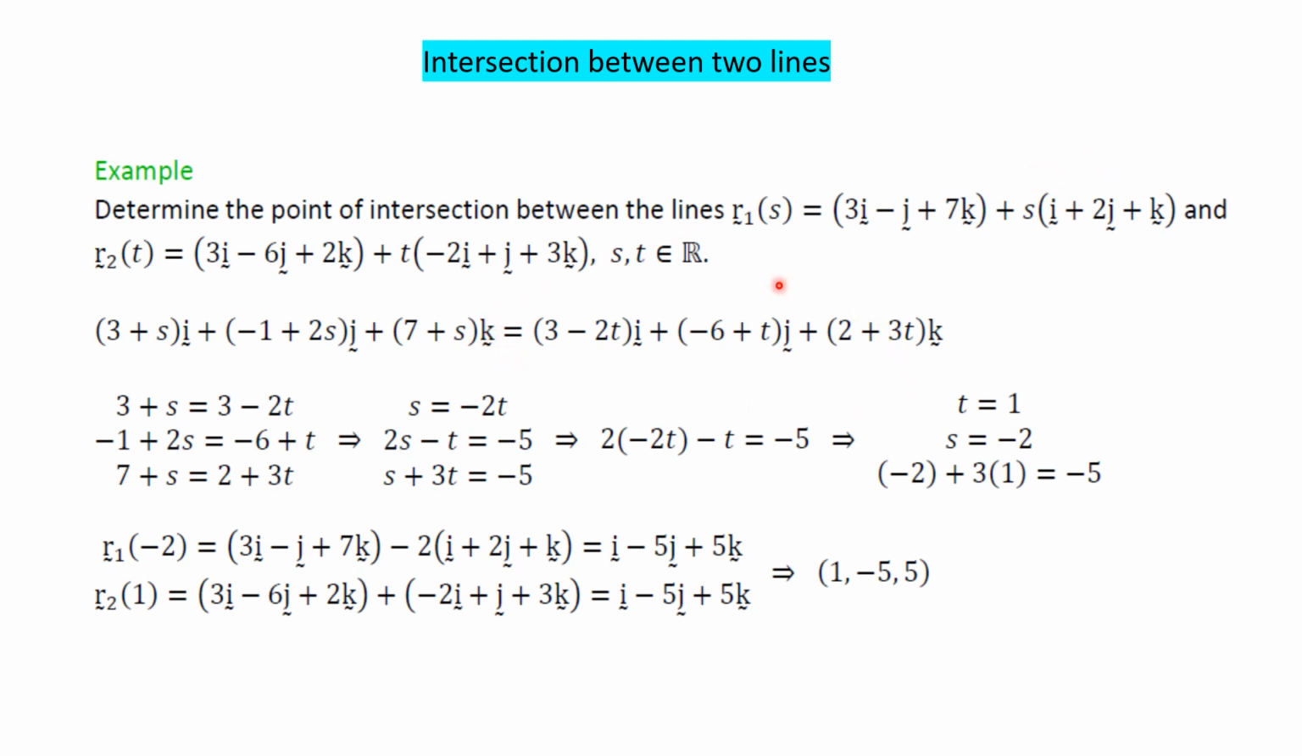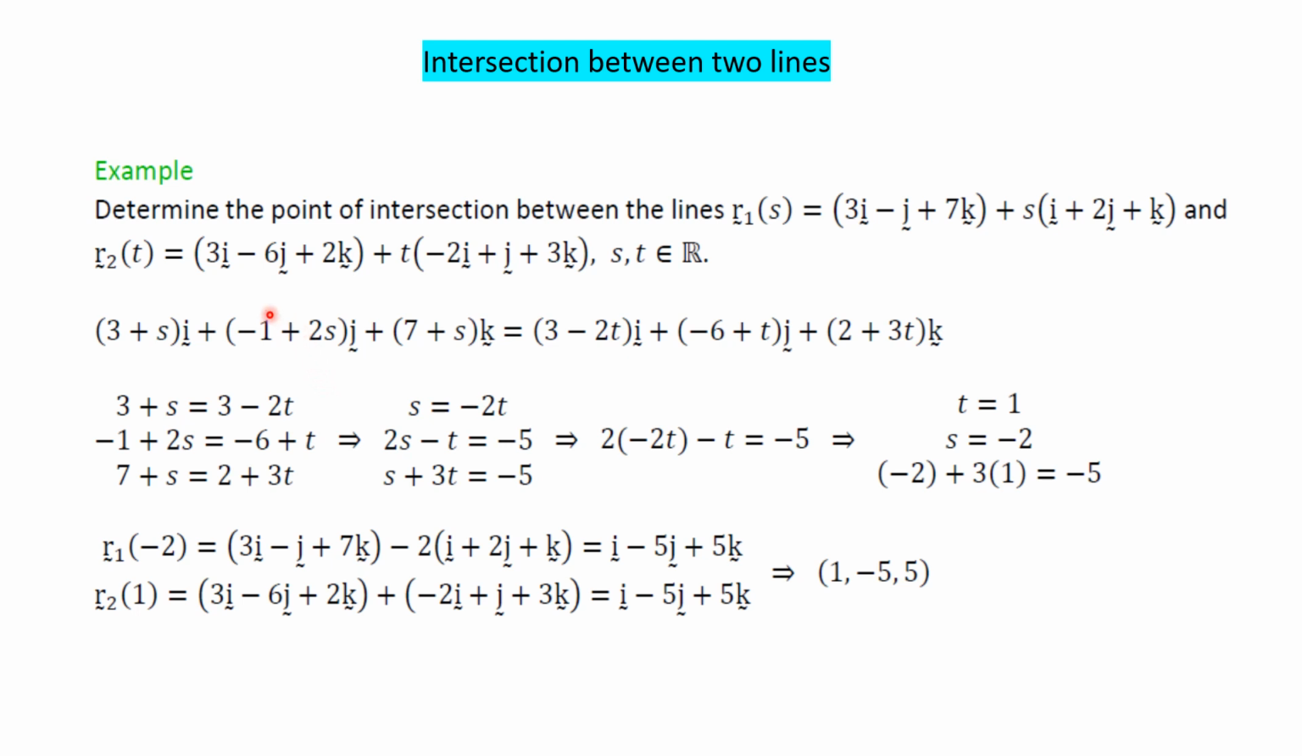Similarly, for R2, you would split the components into i, j, and k. So now, to work out where they intersect, you let the i component of R1 be equal to the i component of R2 to get the first equation.